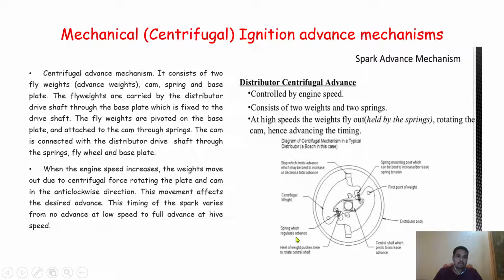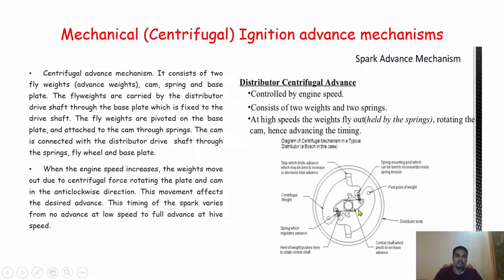Now the spring which regulates the advance. Here is one spring and here is another spring. The centrifugal weights, two weights, are present over here. This point is called a stop, which limits advance and may be bent to increase or decrease the total advance. And this one is called a spring mounting post, which can be bent to increase or decrease the spring tension. So this is all about the different components associated with this centrifugal type of ignition advance mechanism.